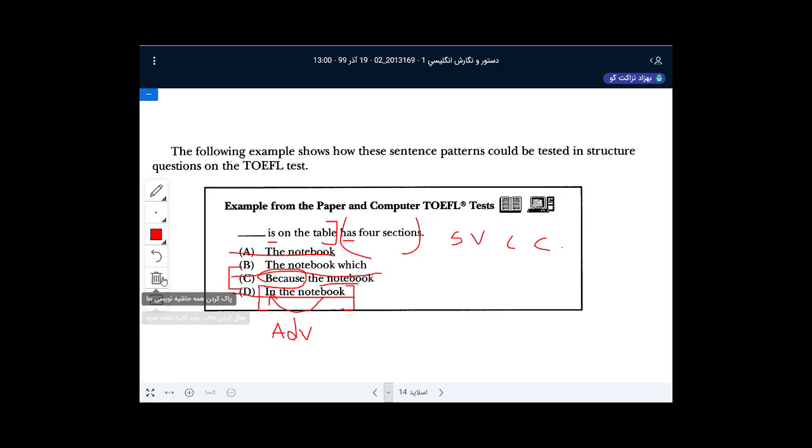And as you said, the best choice is choice B, and it is the correct answer. We have the notebook, and the notebook is singular, and the verb is singular. The notebook has 4 sections, and then we see this modifying phrase.